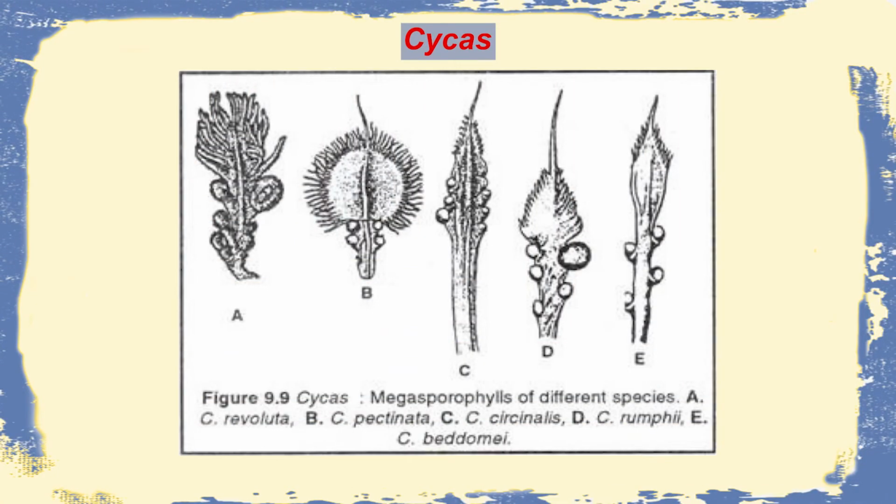Like in case of Cycas revoluta, the upper part is irregularly projected. In case of Cycas pectinata, it just looks like a typical oval star-shaped structure. In case of Circinalis, Rumphii and Beddomei, it is an elongated structure with a typical apical projection or acuminate in nature. So, what we can see here, the megasporophyll morphology is very important in identifying the species of Cycas.